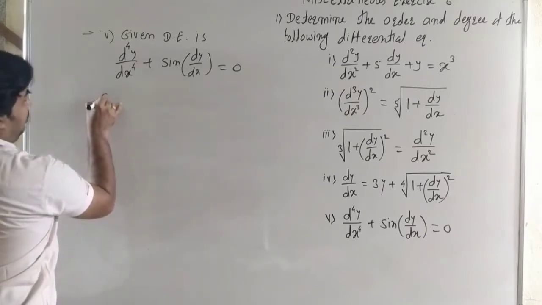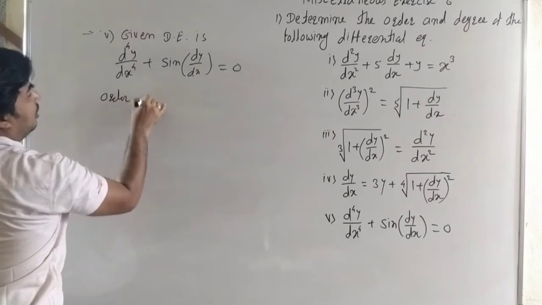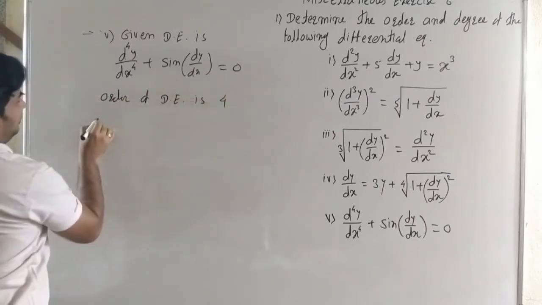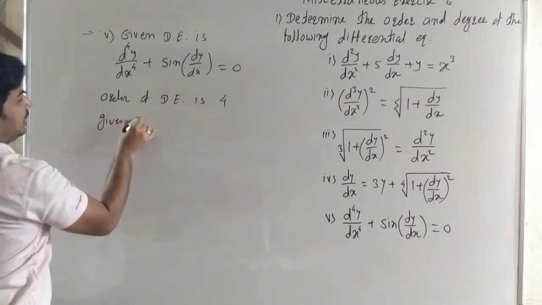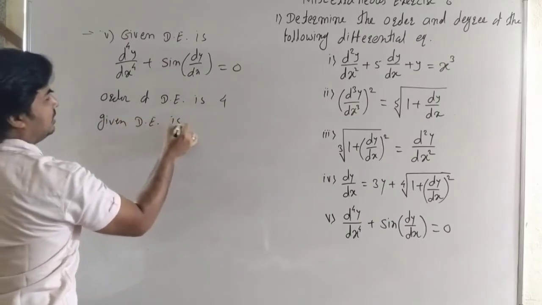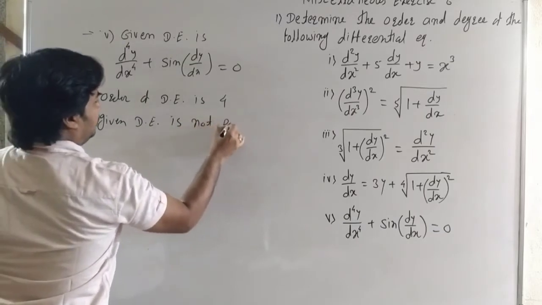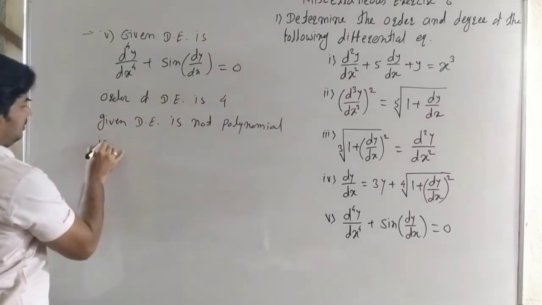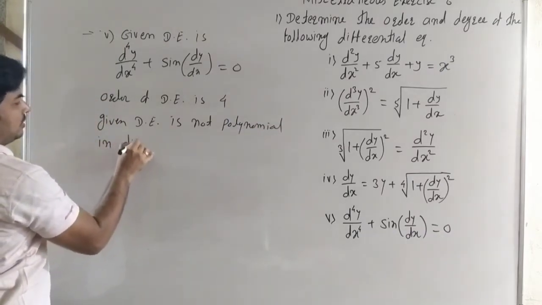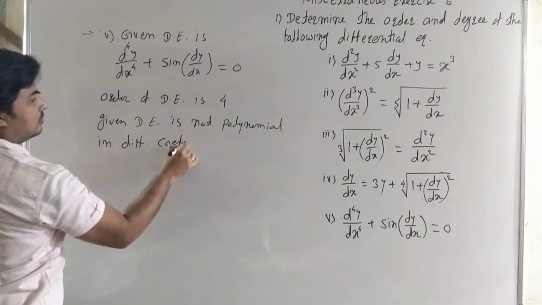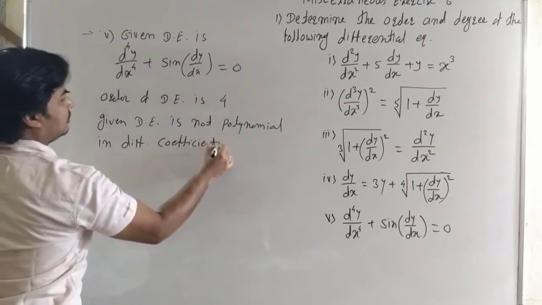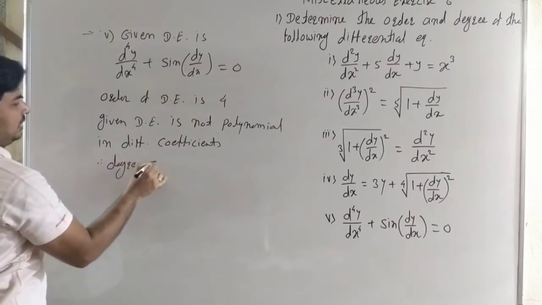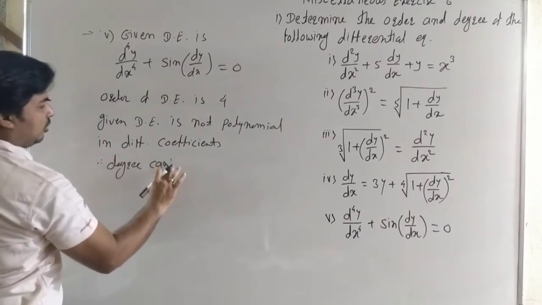Here the order of the differential equation is 4, and the given differential equation is not a polynomial in differential coefficients. Therefore the degree cannot be determined.